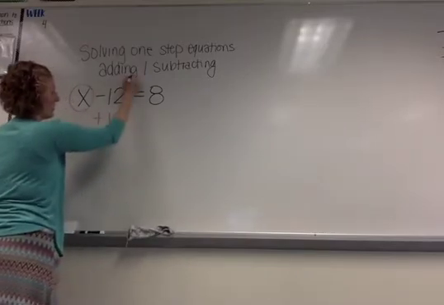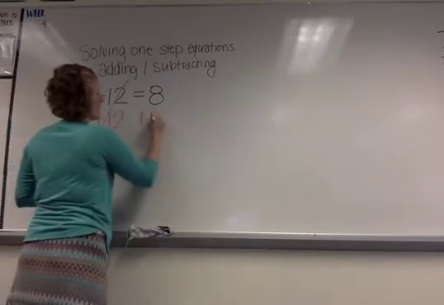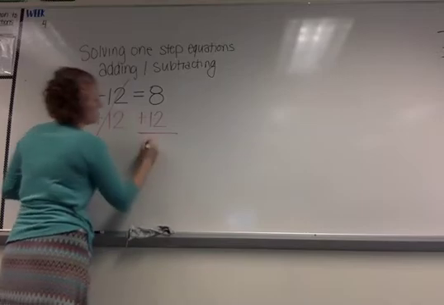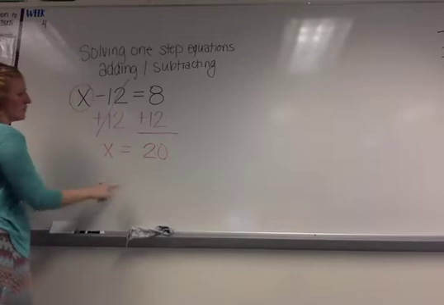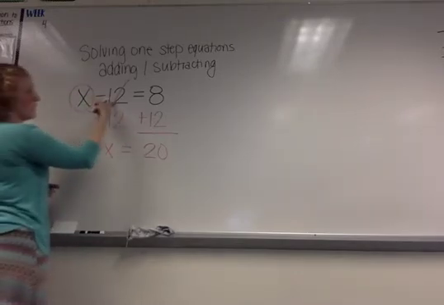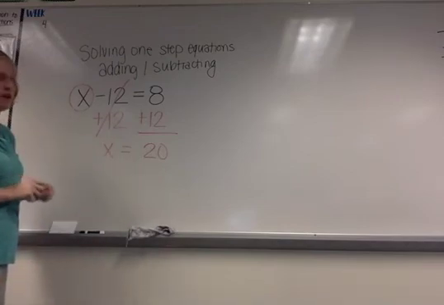So negative 12 plus 12 cancels. 8 plus 12 is 20. So x would equal 20. So if you look back up here, if you take 20 minus 12, it will give you 8. So 20 minus 12 gives you 8.